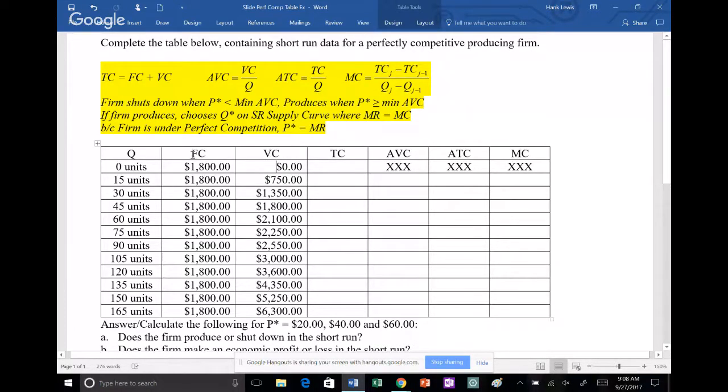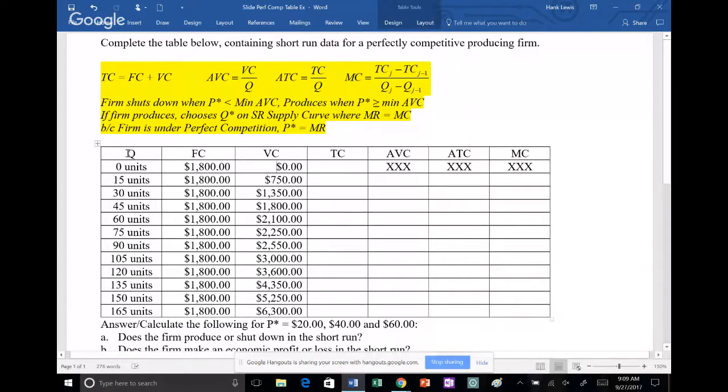I don't really have to put fixed costs in a column. I could just have said at the side of the table, hey, fixed cost is $1,800 always. And notice even at 0 units or 165 units or every value in between, fixed costs are always the same. Well, the reason is simple. Fixed cost is independent of production amounts. So no matter how much or how little you produce, the fixed cost is the same.